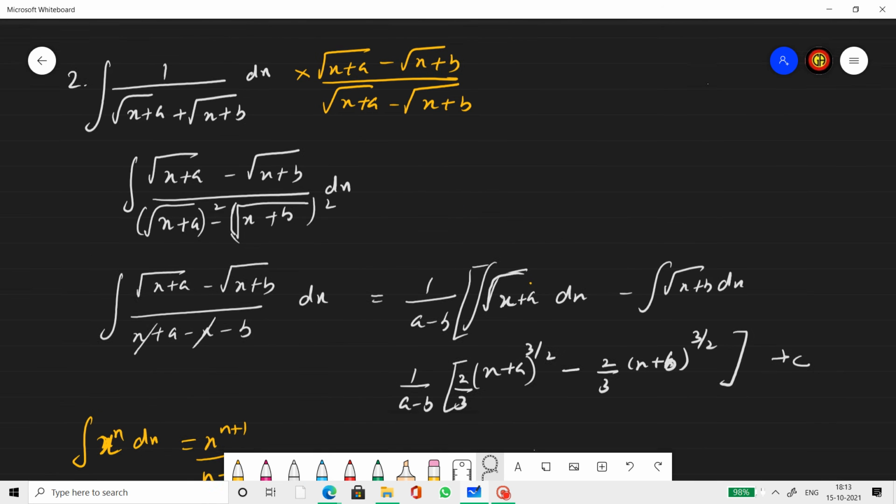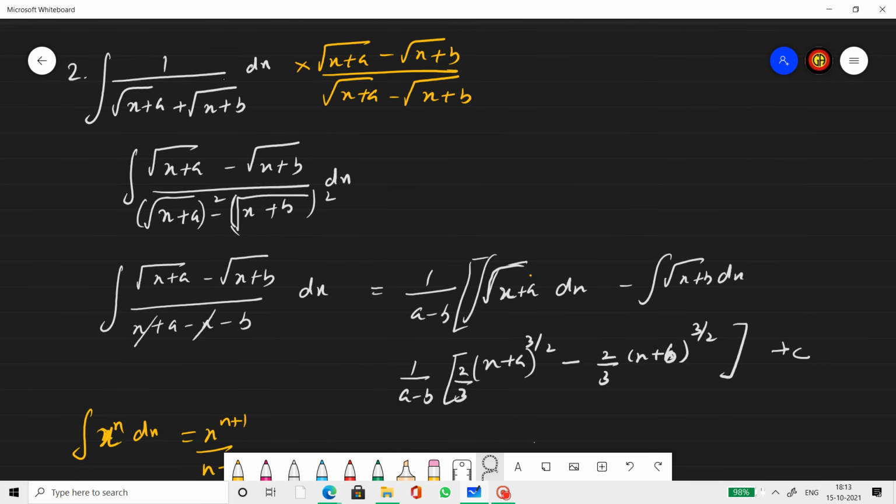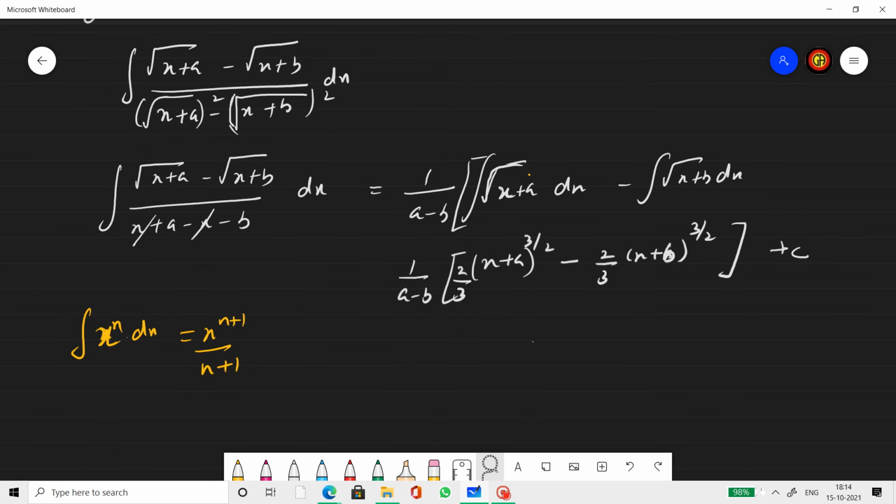Question number 2. 1 by root over x plus a plus root over x plus b. Rationalize the denominator. Denominator will be x plus a minus of x plus b. X gets cancelled, we'll have a minus b. Now integrate the term. Just like we integrate x power n, x power n integration is x power n plus 1 by n plus 1. So root of x plus a integration is x plus a to the power of 1 plus 1 by 2, by 1 plus 1 by 2, which is 2 by 3, by 2 and then 2 by 3.